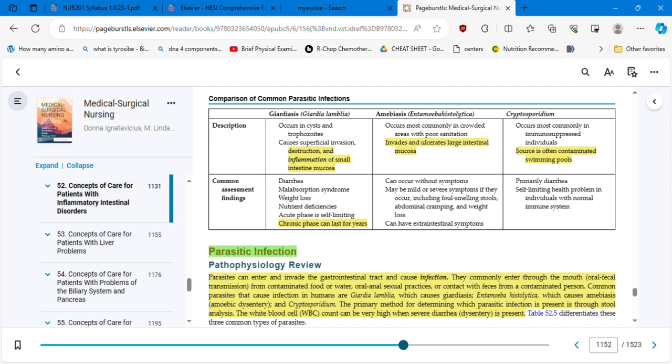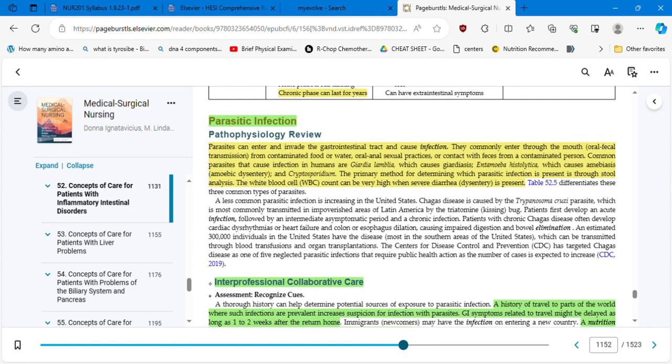Amebiasis can have extraintestinal symptoms. So it's in the large intestinal mucosa with extraintestinal symptoms. And Cryptosporidium causes primary diarrhea, with self-limiting health problems in individuals with a normal immune system.